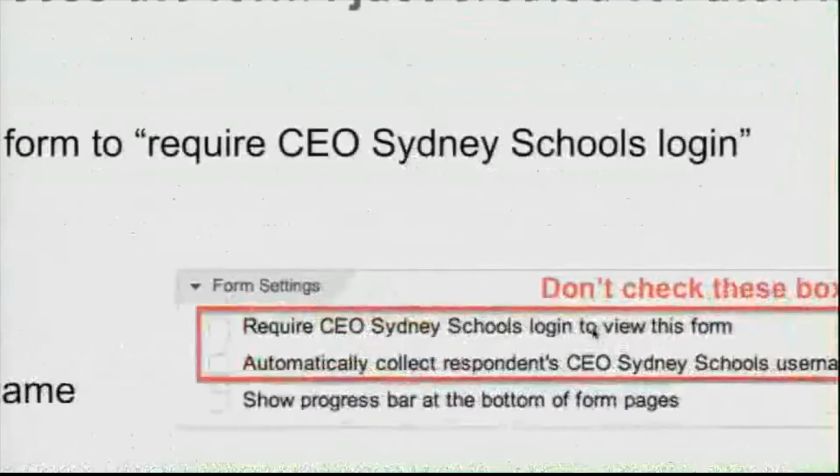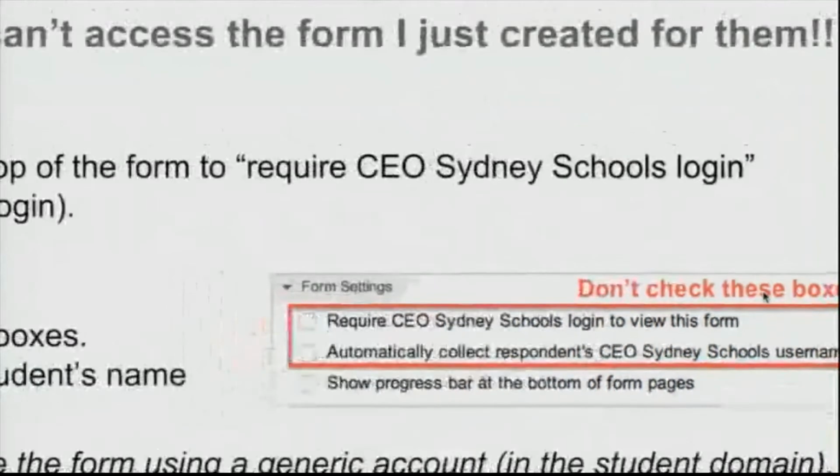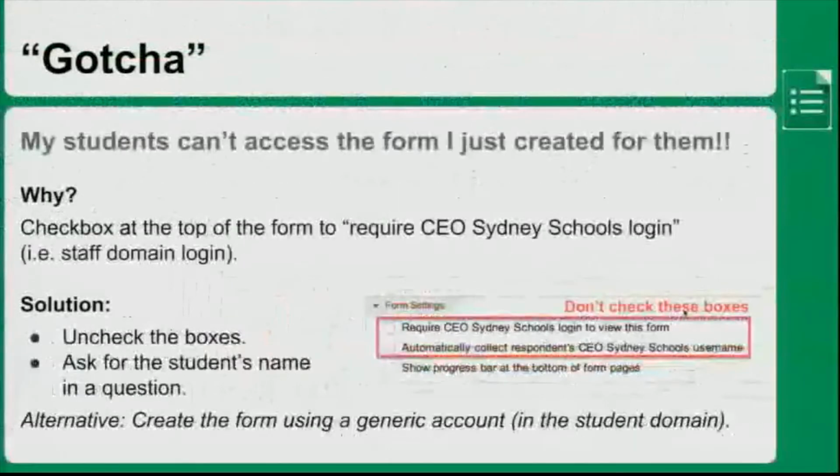So it's a common problem, and one that's very easily solved. You simply just don't check those top two boxes, which means that it won't require a student to sign in as a staff member, which obviously they can't do. So the solution is to uncheck the boxes, and if you're trying to collect student names, then just do that with a question in the form.